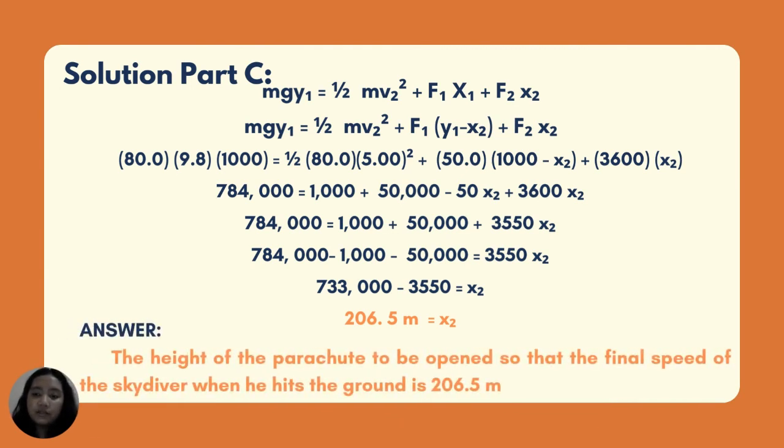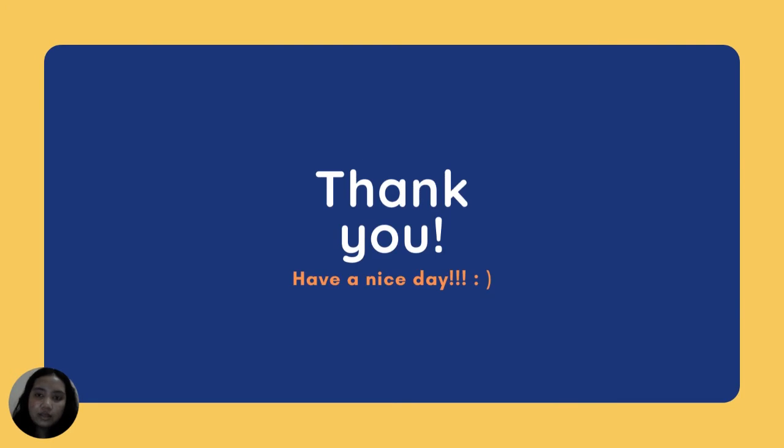The height of the parachute to be opened so that the final speed of the skydiver when he hits the ground is 206.5 meters. And that's it for our video.